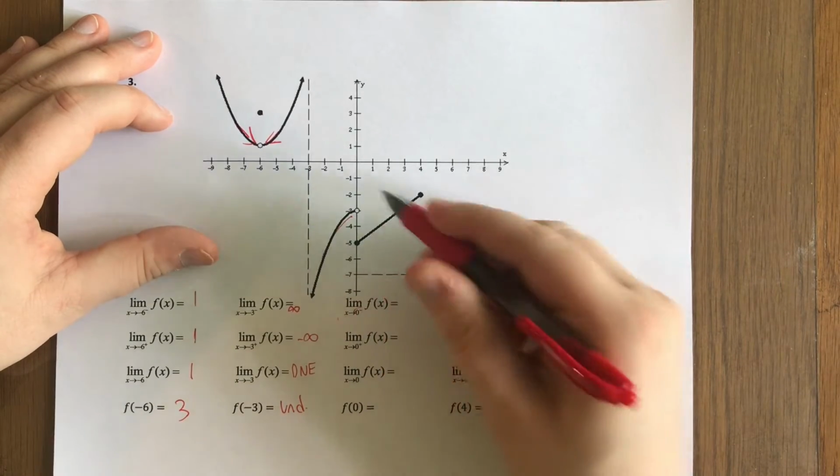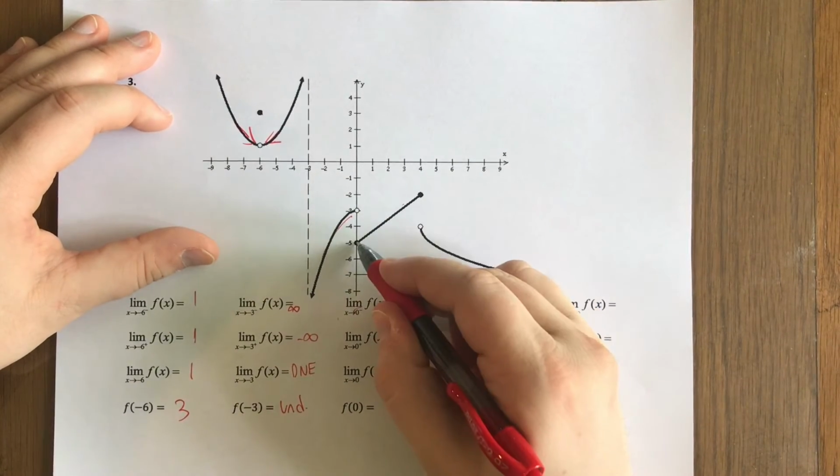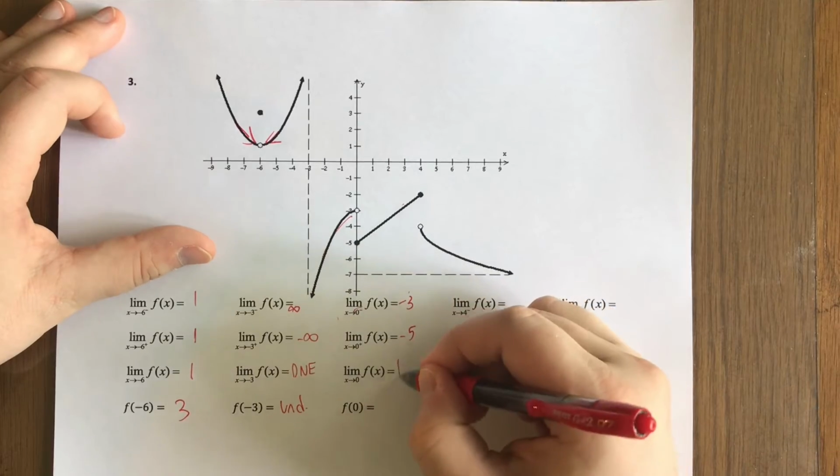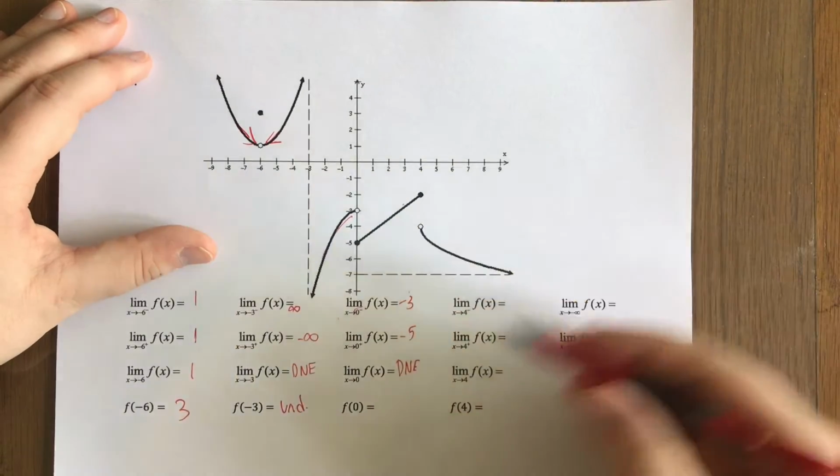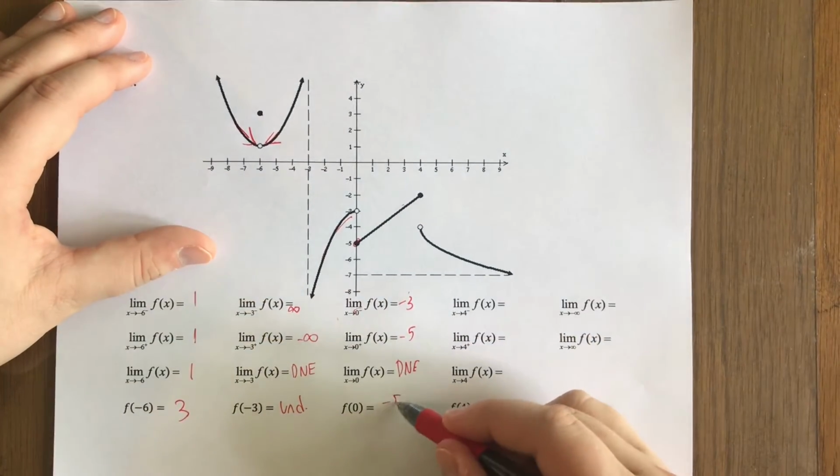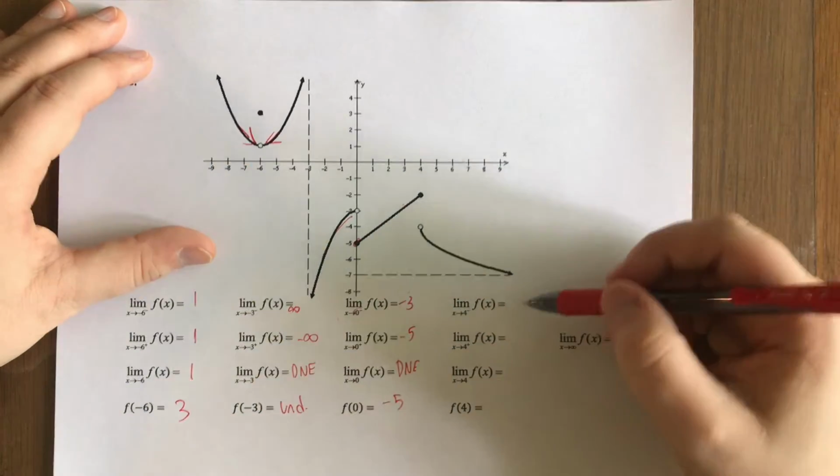0 from the left is going to be -3. From the right is down here at -5. Those are not the same number, so this does not exist. The actual function is at -5. Do the same thing for 4.